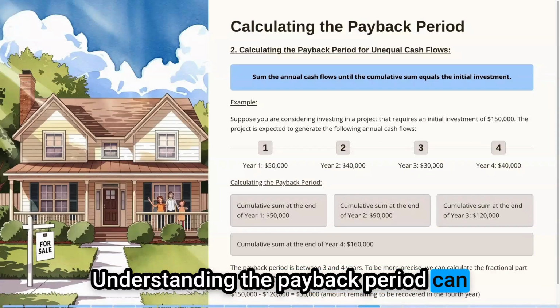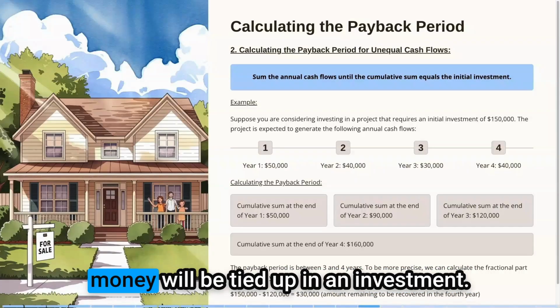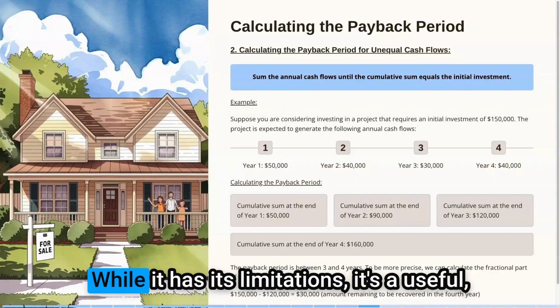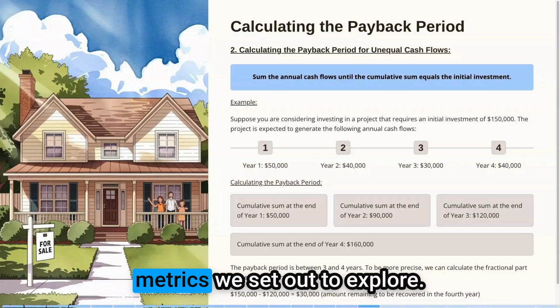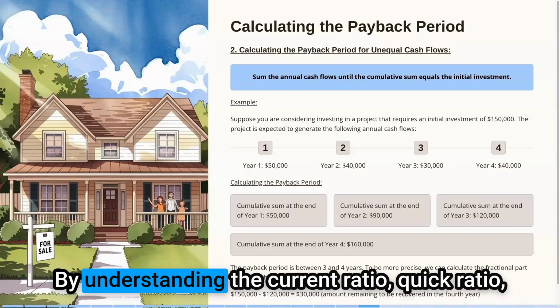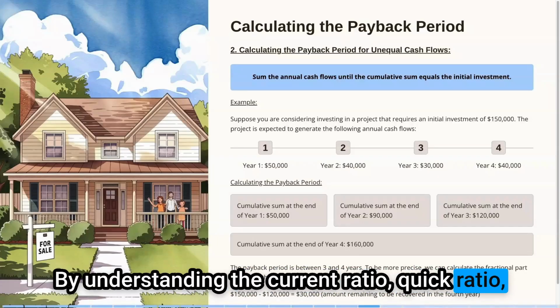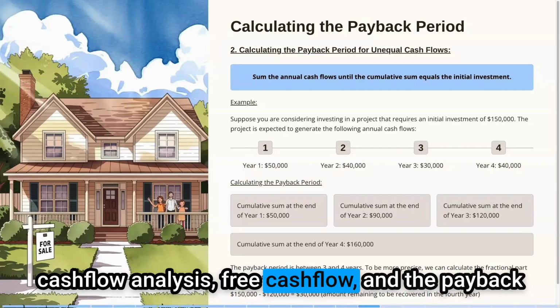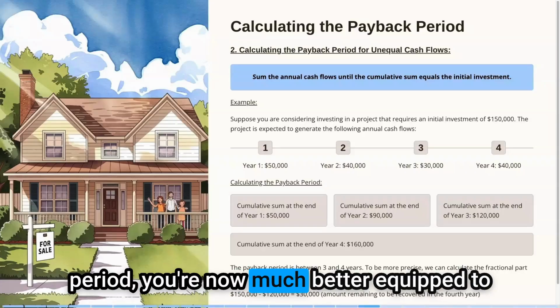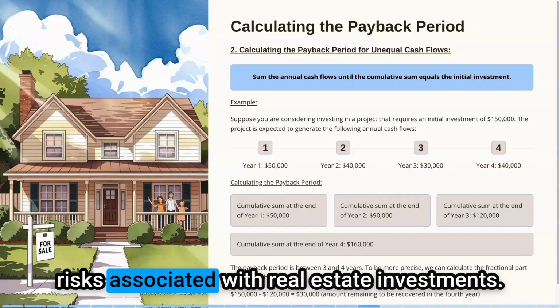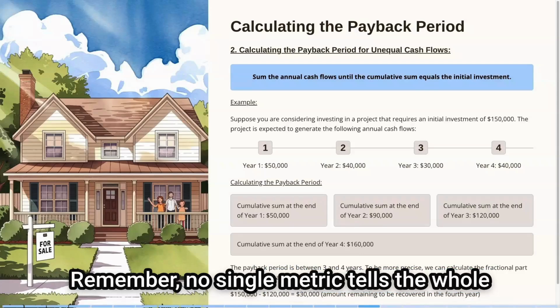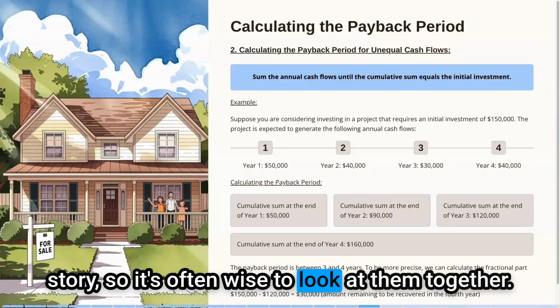Understanding the payback period can give you a quick sense of how long your money will be tied up in an investment. While it has its limitations, it's a useful, simple metric to have in your toolkit. This covers the main liquidity metrics we set out to explore. By understanding the current ratio, quick ratio, cash flow analysis, free cash flow, and the payback period, you're now much better equipped to evaluate the short-term financial health and risks associated with real estate investments. Remember, no single metric tells the whole story, so it's often wise to look at them together.